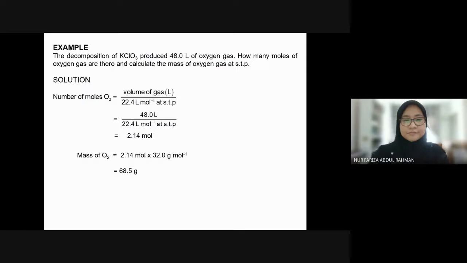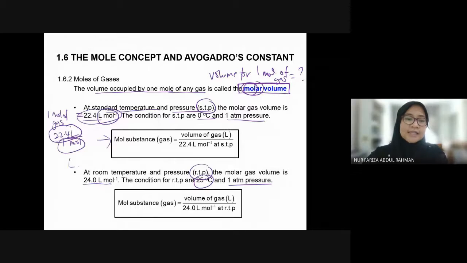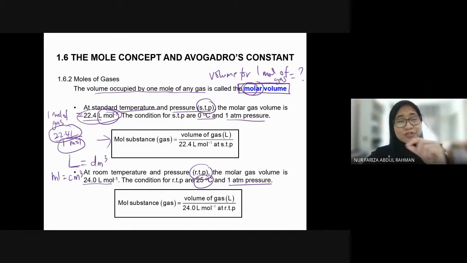Yes, L is equal to dm cube and milliliter is equal to cm cube. Just straight away convert liter to dm cube. If you are given in the form of dm cube, just straight away convert into liter. If you are given in the form of cm cube, convert into milliliter. You don't have to show us the calculation. We do not want to know that. So just memorize that liter is equal to dm cube, milliliter is equal to cm cube.